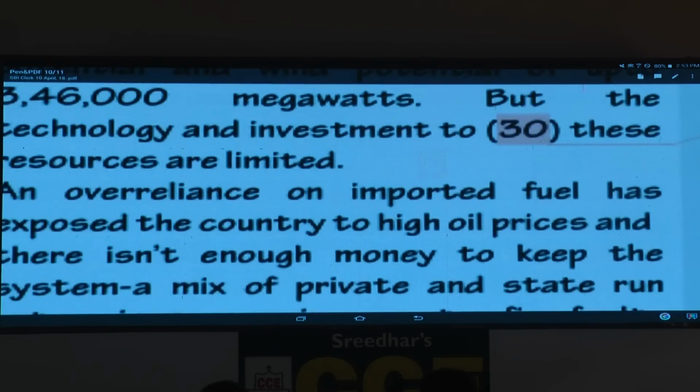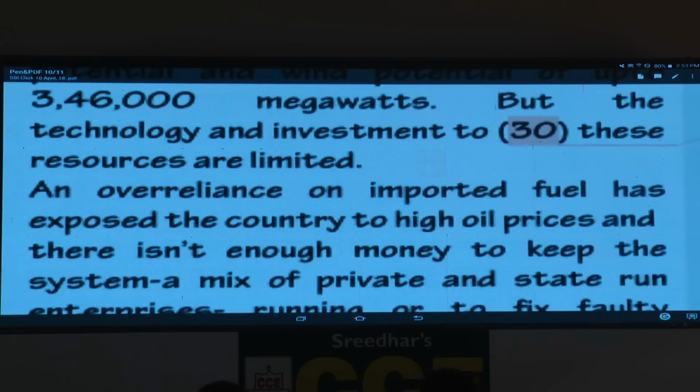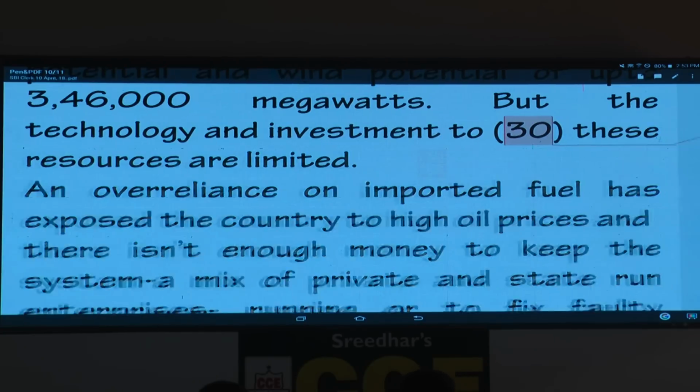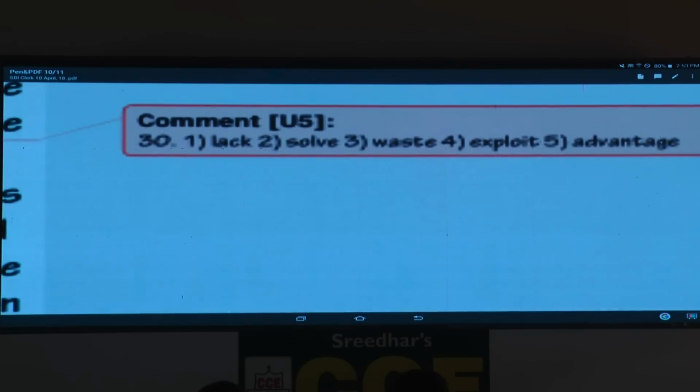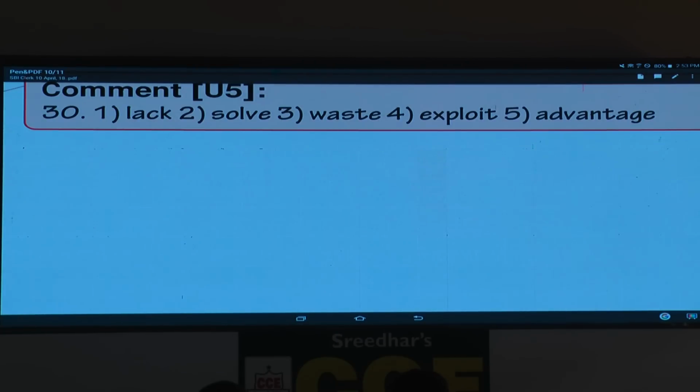But the technology and investment too, these resources are limited. To what? To lack, to solve, to waste. Waste cannot be. To lack, negative word, waste, negative word. We don't use the word solve in this context. To advantage, again not correct. Generally we have the resources, what is the word we use? We should exploit the resources. It's a typical expression, exploit the resources. So what is the answer? The fourth option is the answer.